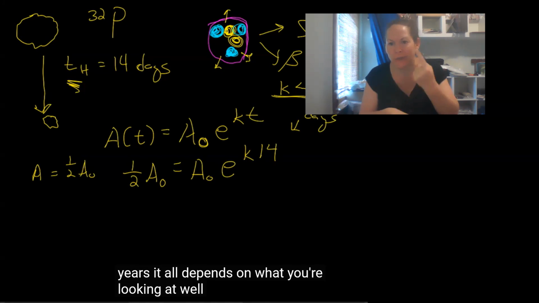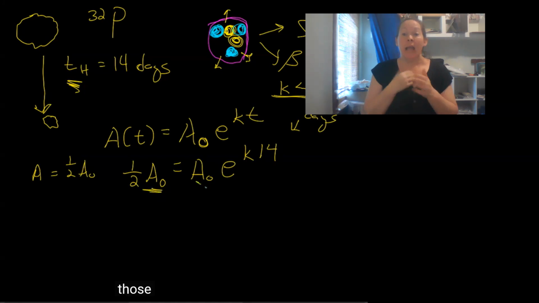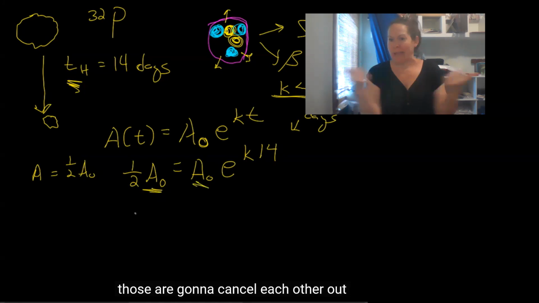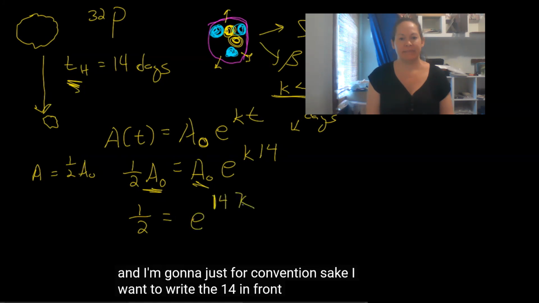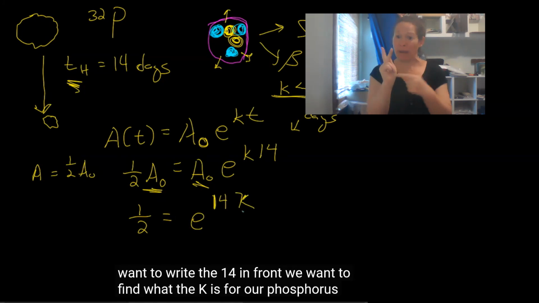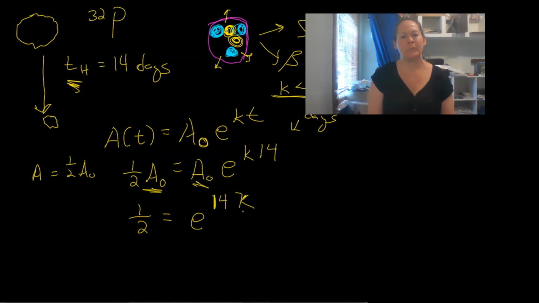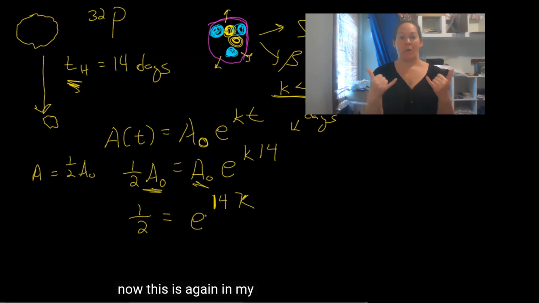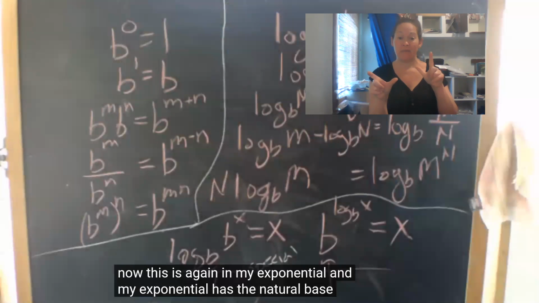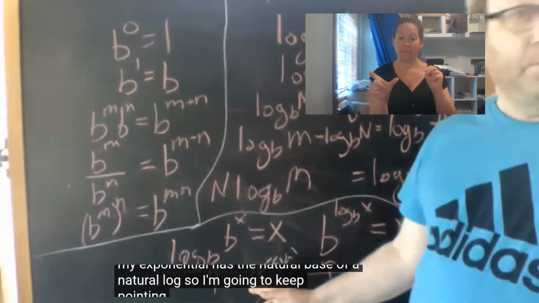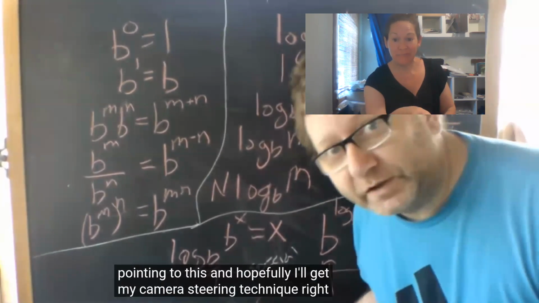Well, those A naughts are going to cancel each other out. And just for convention's sake, I'm going to write the 14 in front. We want to find what the k is for our phosphorus. Now, this is again in my exponential, and my exponential has the base of a natural log. So I'm going to keep pointing to this, and hopefully I'll get my camera steering technique right.